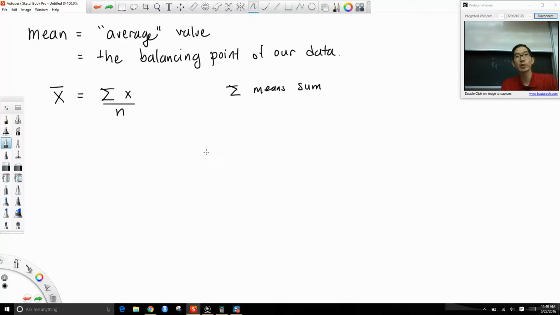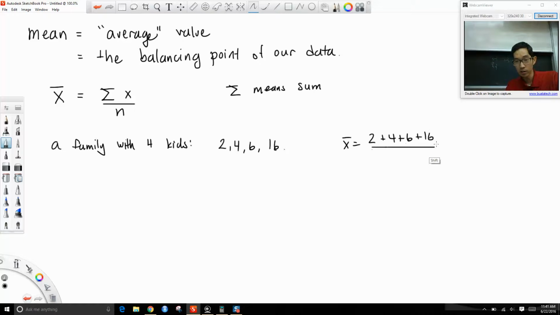So I think you guys probably learned this in middle school or high school or something along the way. All right? And so let's say there's a family with 4 kids, and the kids' ages are 2, 4, 6, and 16. In this case, our x bar would be 2 plus 4 plus 6 plus 16 divided by, how many numbers do we have? 4, right? So on top we get 28. Divide that by 4. Our x bar is 7. So the mean age here is 7.